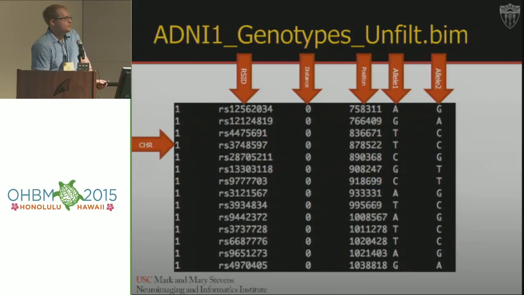This is what the BIM file looks like. It's a map file. The first column is actually the chromosome number. The second is the RSIDs. This is a common way of referring to SNPs, by their RSID. And then the third is a sort of disused column of zeros. The fourth is the distance or position in base pairs. And the fifth and sixth are allele 1 and allele 2.